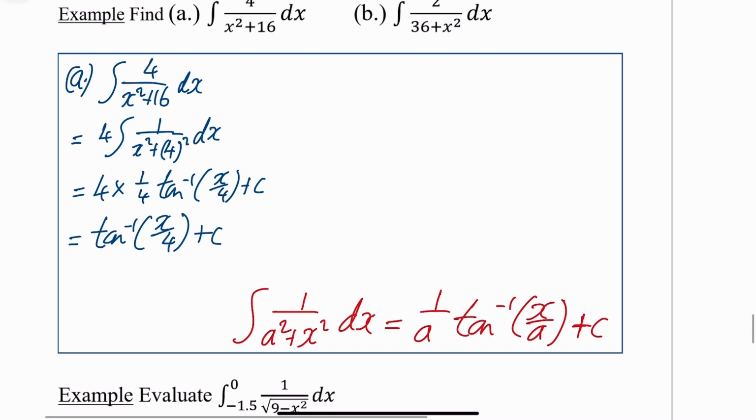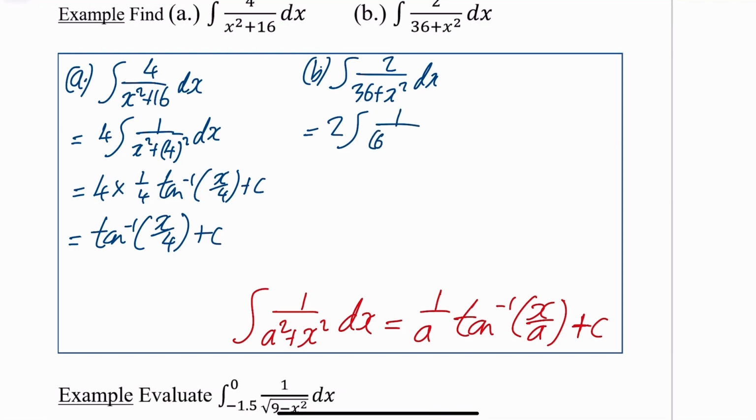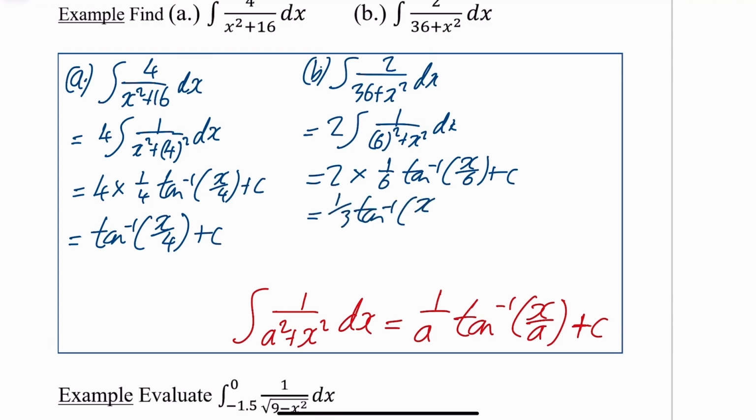Okay, similar idea for b. First of all, I'll just write down the question again. It was 2 over 36 plus x squared dx. First thing I'm going to do is take a 2 outside, so it's 2 times the integral. I'll write that as 6 squared plus x squared dx. So clearly my a is 6 this time, so it's going to be 2 times 1 over 6 times tan to the minus 1 of x over 6 plus c, which is going to be 1/3 times tan to the minus 1 of x over 6 plus c, and that's it for that example.